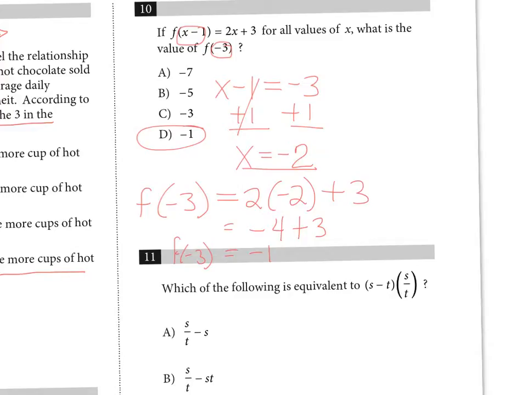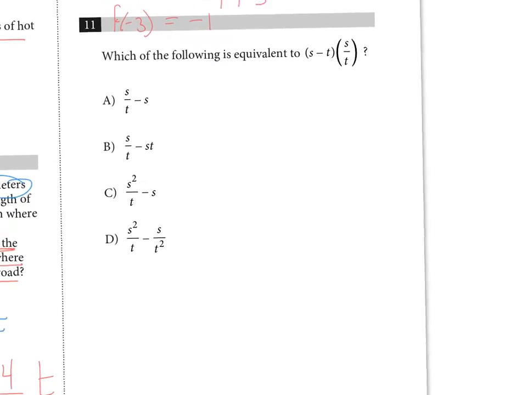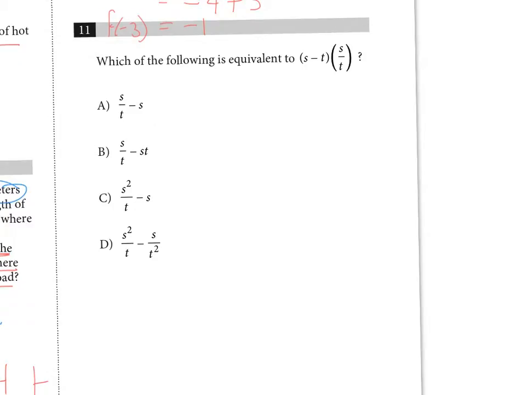Number 11. And number 11 says, which of the following is equivalent to s minus t times s over t? Well, in this problem, what they want you to do is to practice to see if you know how to multiply a binomial by a fraction, okay? So when you multiply that, let me just copy the problem. What you can do is put the whole number, because that's considered like a whole number, over 1.